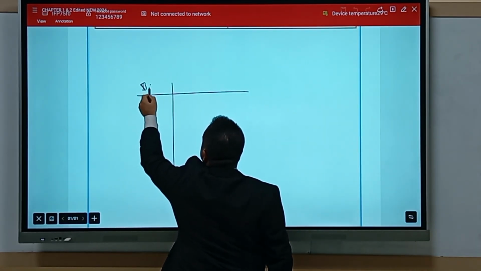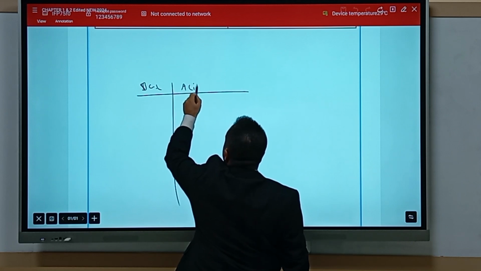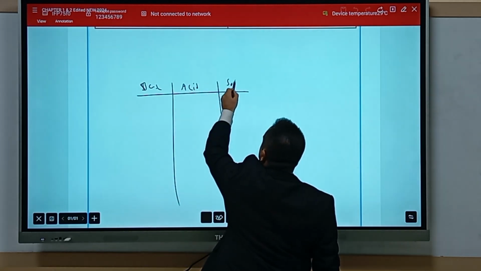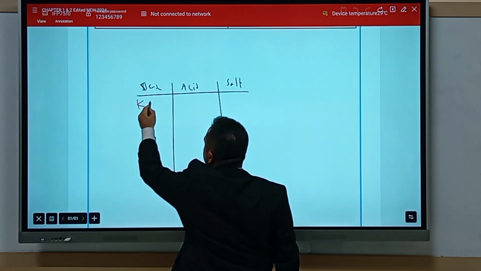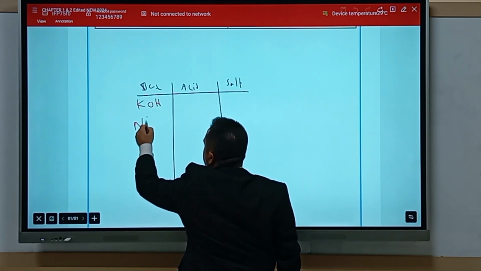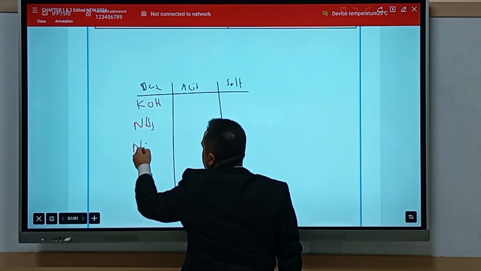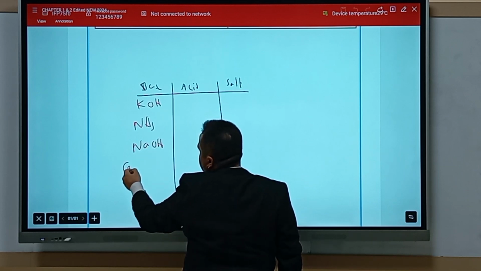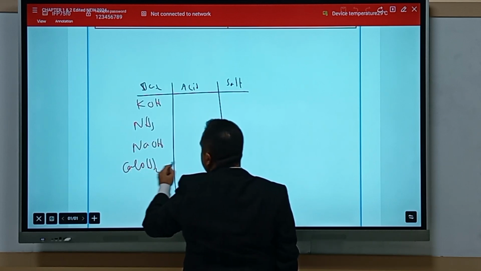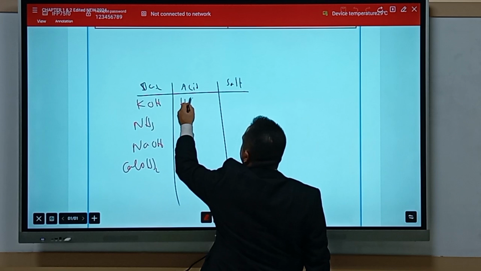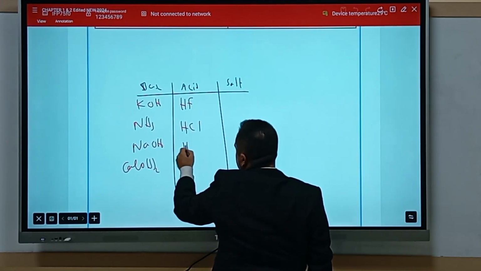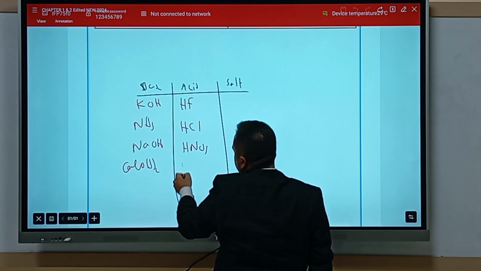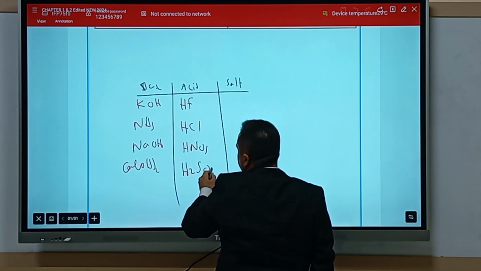Acid or base, acid, salt. KOH, NH3, NaOH, Ca(OH)2, HF, HCl, HNO3, H2SO4.